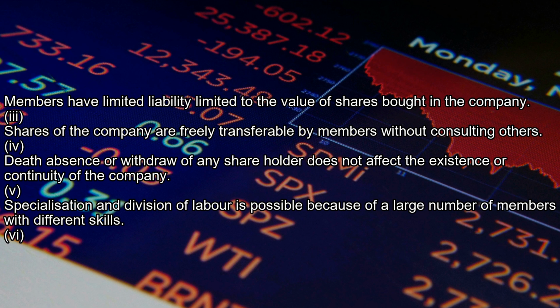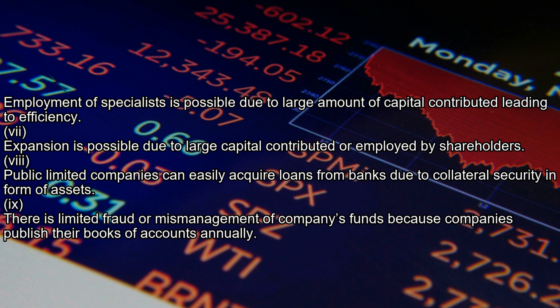5. Specialization and division of labor is possible because of a large number of members with different skills. 6. Employment of specialists is possible due to large amount of capital contributed, leading to efficiency. 7. Expansion is possible due to large capital contributed by shareholders. 8. Public limited companies can easily acquire loans from banks due to collateral security in form of assets. 9. There is limited fraud or mismanagement of companies' funds because companies publish their books of accounts annually.